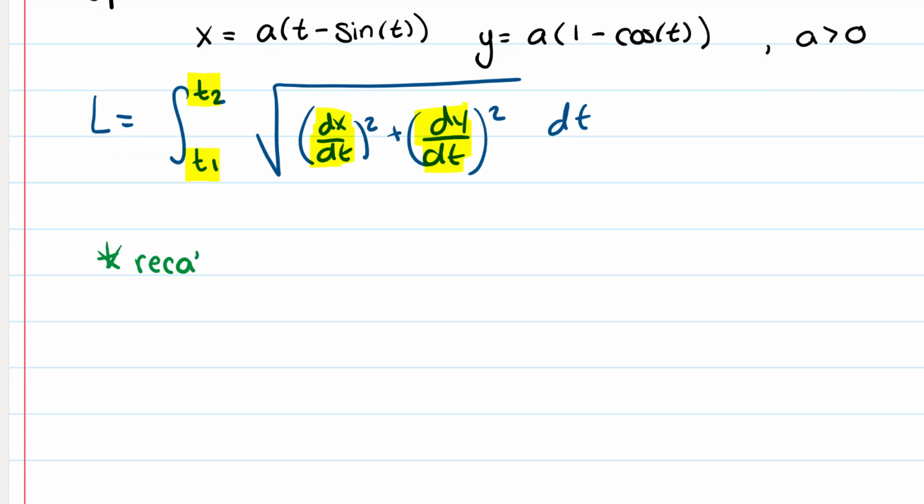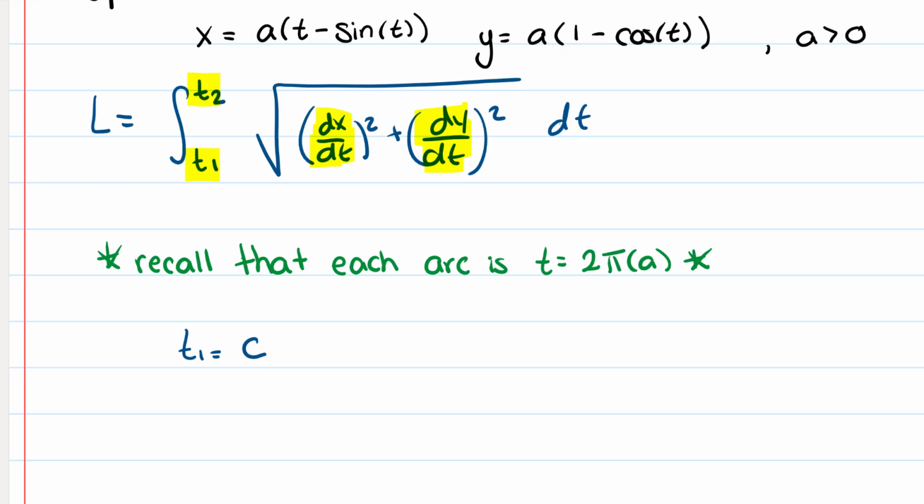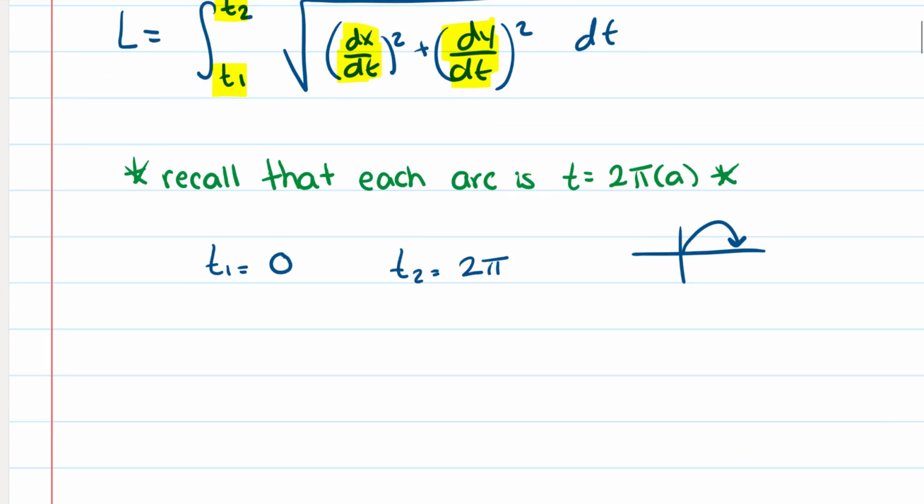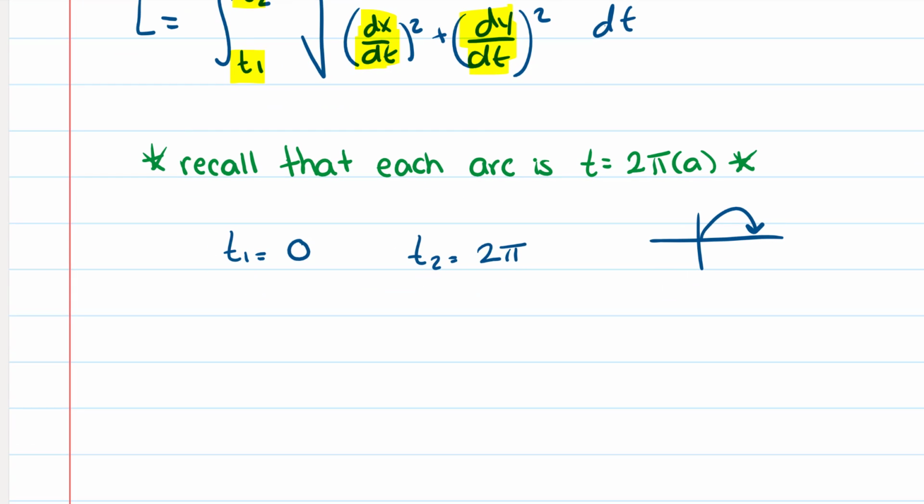So recall from the last video that each arc is t equals 2 pi times a. Now for our t1 value, it's just going to be 0 because that's where we're going to start the arc. So our second t value is 2 pi because that's how long it takes for the circle to do one revolution. So now we've got to find dx/dt and dy/dt.